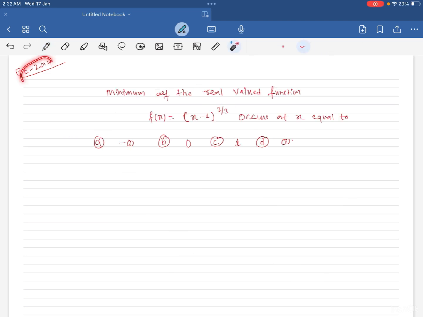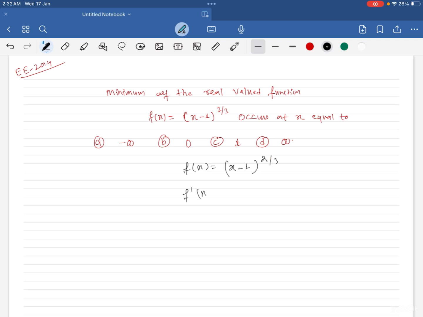Okay, so this question is from 2014. The minimum value of the real valued function f(x) equals (x minus 1) to the power 2 by 3 occurs at x equals what? So you see that this f(x) equals (x minus 1) to the power 2 by 3, right?